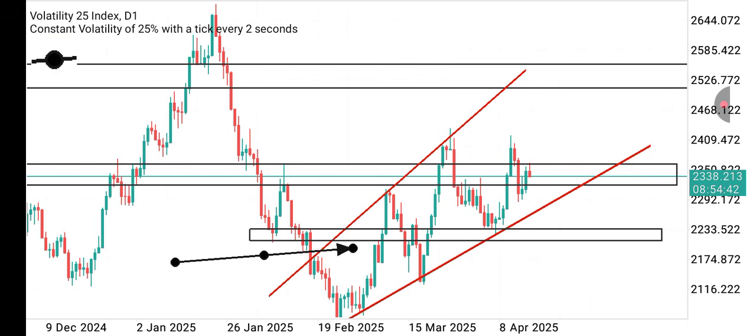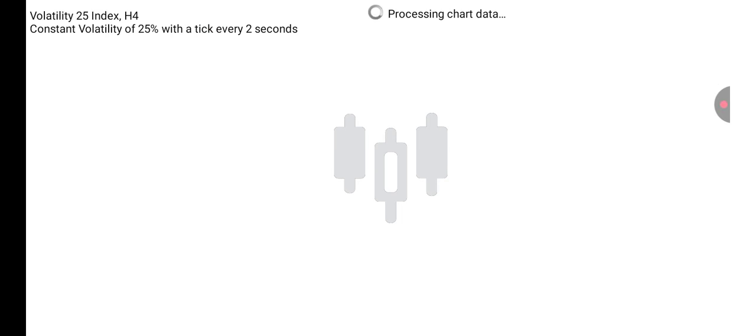Then if we go down to a much lower time frame, like the 4-hourly time frame, you'll notice that there's a little trend somewhere here that has to be identified. Let's see if it is in line with our analysis or prediction. Let's just see VIX 25 index H4. Let's see what happens. It's loading.